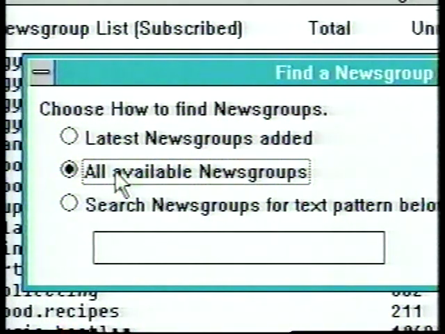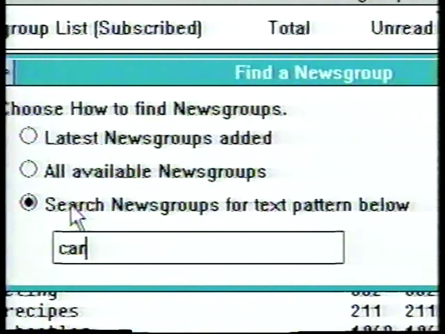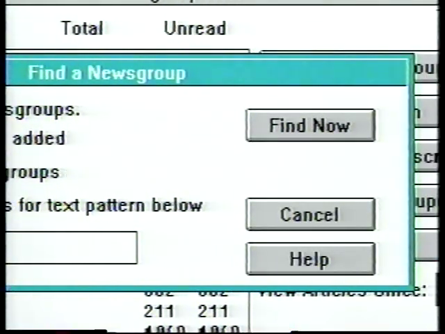All available groups will simply open the list of everything. Pretty lengthy way to find a topic when you have about 10,000 to look through. But this could be a way to find that off-the-wall topic that you might not think of otherwise. For our purposes, the text pattern search is the best option. Click that button, Suzanne. Now we can type a word and narrow down the choices to topics that include that word. Type car, C-A-R, Suzanne, and click Find Now.